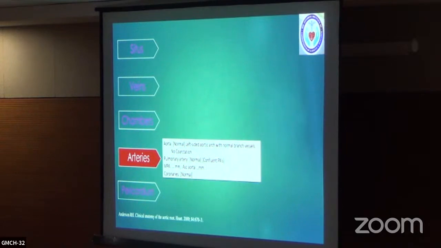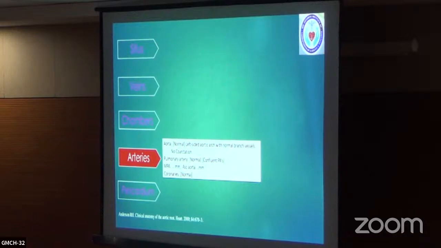Now we move on to the great arteries. So the left ventricle gives rise to the aorta, the right ventricle gives rise to the pulmonary artery. And how do you know which is the aorta and which is the pulmonary artery? Sometimes in a case of complex congenital heart disease, you will not be able to make out.